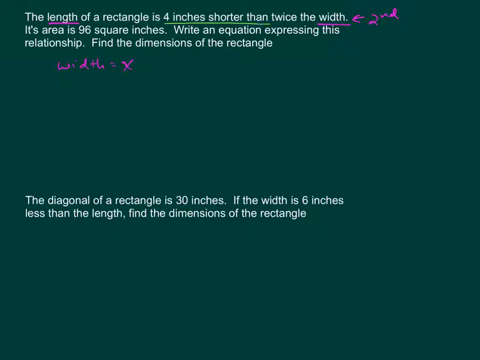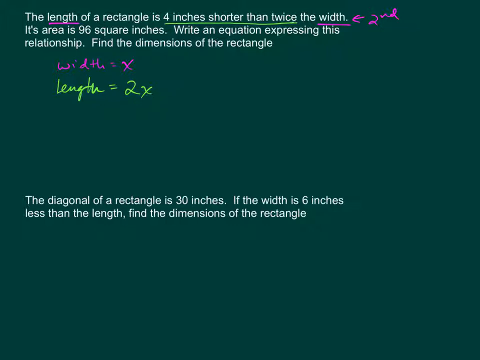4 inches shorter than twice. And I like to think of this using the order of operations. There is a multiplication happening here. That's the twice part. And there is an addition or a subtraction, one of those two, when you see 4 inches shorter. So how I like to think of this is I can write the length using the multiplication first. So twice the width. Since I know width is x, twice the width will be 2x.